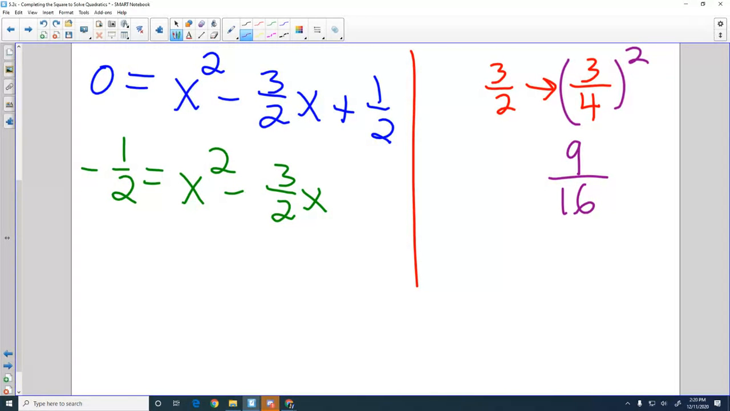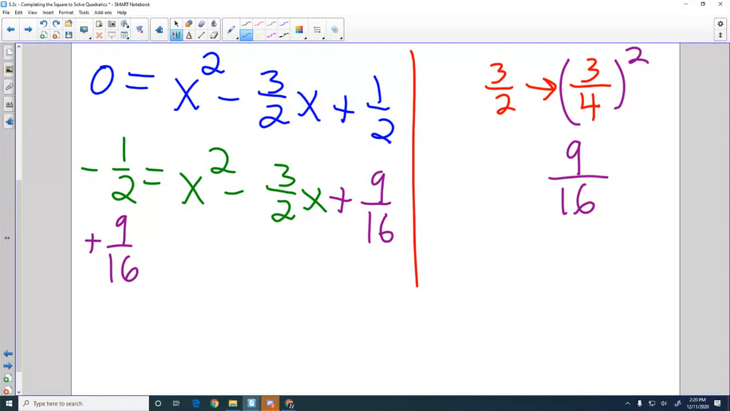Squaring and multiplying by 2 are two different things. Remember, that's how you find b, that magic number to make it a perfect square. Divide by 2 and square. So divide 3 halves by 2. I got 3/4. I squared that. I got 9/16. So 9/16 is my magical number. I want to add that to both sides. So now you have to change the 2 to 16.